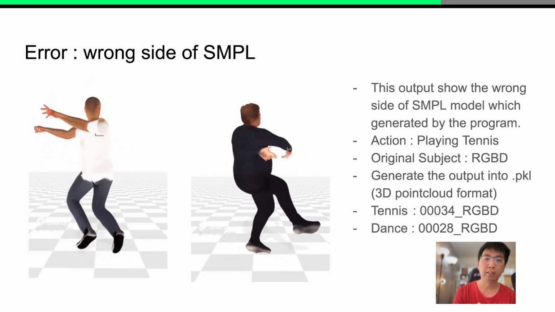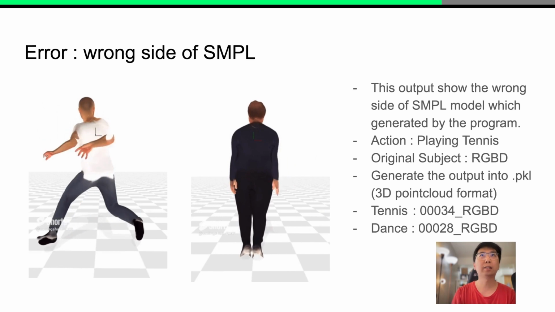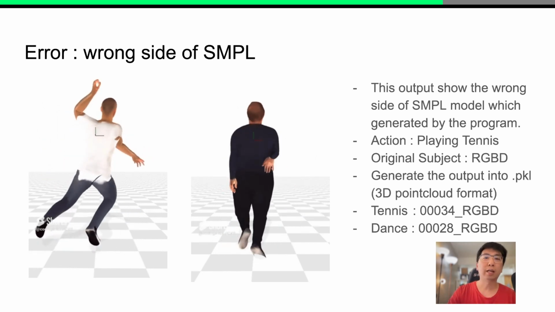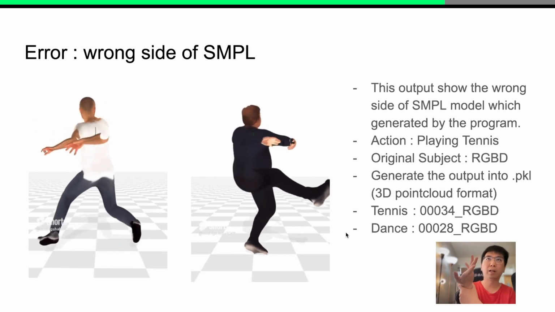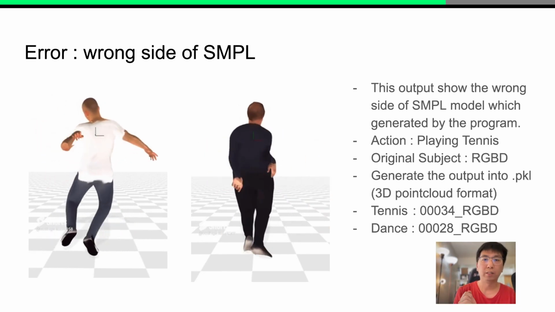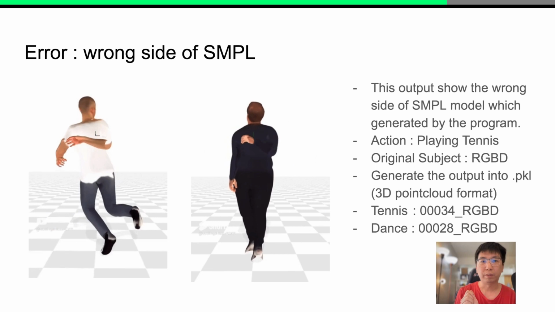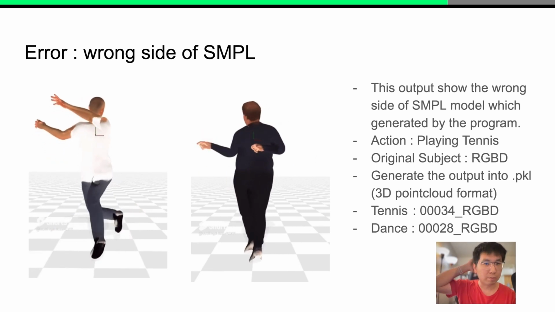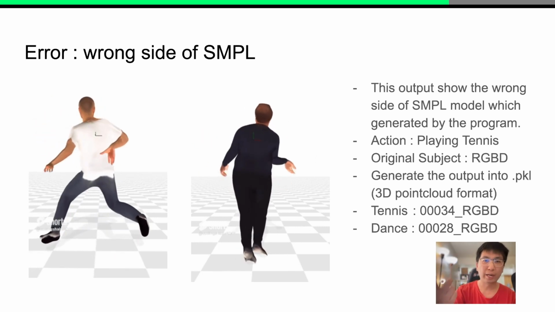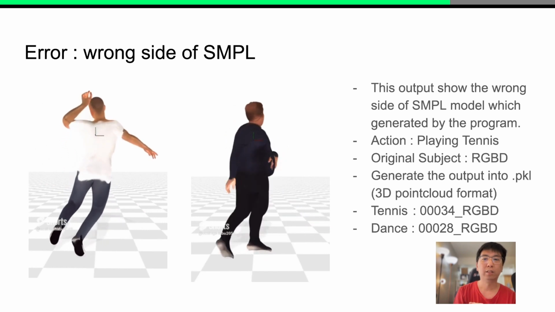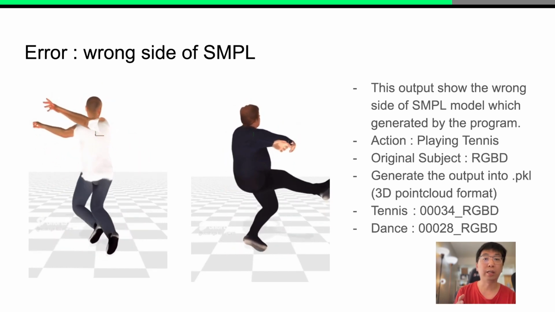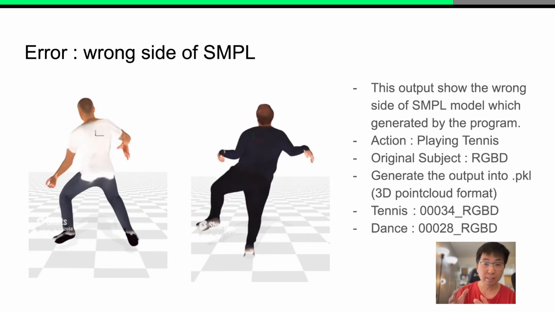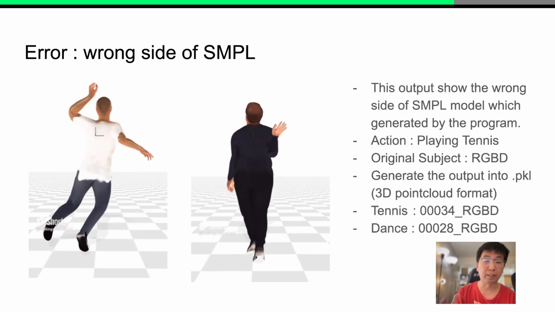And this is the error that we found. On the right-hand side is the dance. You can see that the dance one looks so weird. The hand is flipped to the other side, and it's very hard to see the face because the subject uses the back of the head to look at the camera. It looks like a ghost. So this is the error that we found while generating the 3D model, and this error comes from the RGBD camera only, and you can see it here.